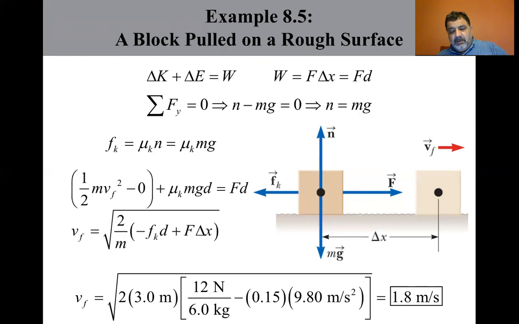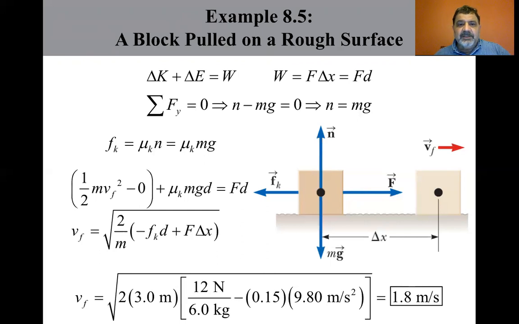You can calculate what it would be if there were no friction, and see that you have all the information there. A 6 kilogram block, 12 newtons, 3 meters. But assume the friction is 0, and you'll get the speed. If there is no friction, then you'll see that the speed should be greater.